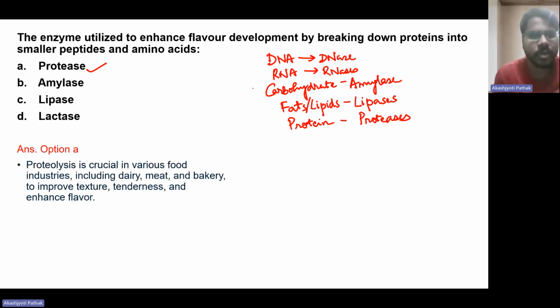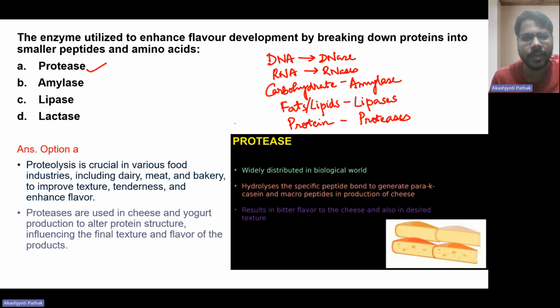Breaking down proteins into smaller peptides and amino acids is called proteolysis, isn't it? This proteolysis is crucial in various food industries, including dairy, meat, and bakery, to improve texture, tenderness, and enhance flavor. In the meat industry, it is mainly used for making the meat tender and soft, because these proteases act on protein and break it down into smaller polypeptides, which are further broken down into individual amino acids.